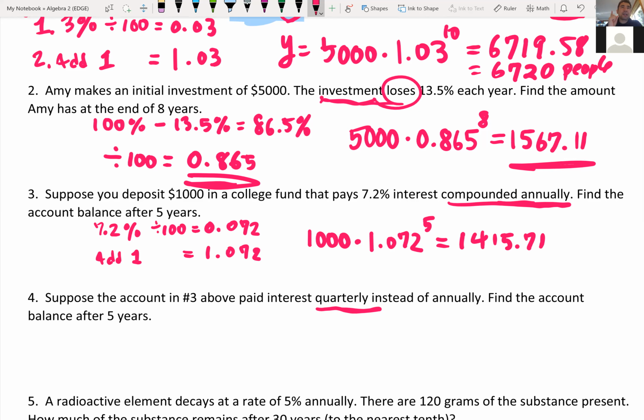Now that's once a year. For 5 years, at the end of 1 year, you get the interest, and at the end of the second year, you get the interest. Interest once a year. How about if it is compounded quarterly, meaning you're going to receive interest 4 times a year? So what do we need to do? Let's lay out the plan, the steps, so that you know what exactly you need to be doing on the test.